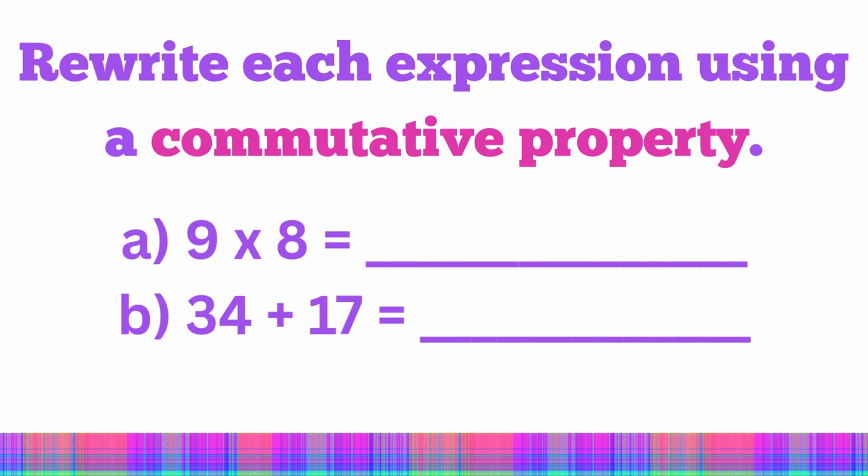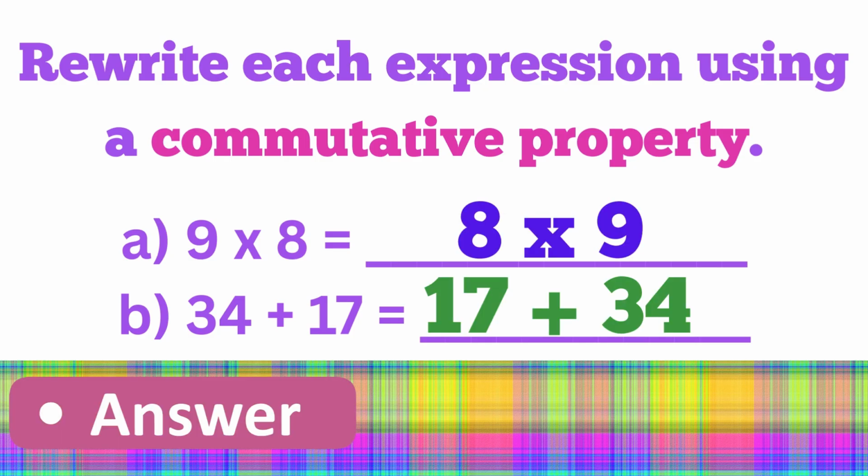In this next one, I would like you to rewrite each expression using the commutative property. The 2 questions I give you, the first one is 9 times 8, and the second one is 34 plus 17. Pause the video and rewrite these expressions. Using the commutative property, I hope you were able to come up with 8 times 9 and 17 plus 34. Remember, the commutative property states that you can change the order of numbers when adding or multiplying, and the result stays the same.